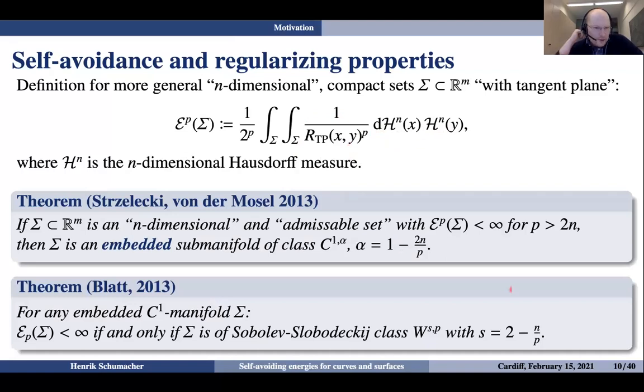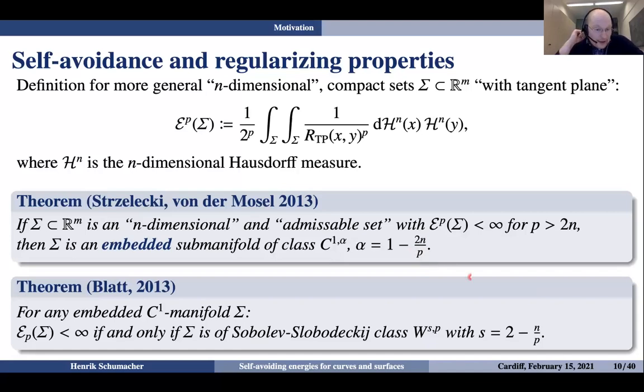And one can show that in a certain class of admissible sets, finite energy really means that the set that we have is actually a C1 embedding, and it's even slightly better, it's even C1 alpha, with the alpha that depends on dimension and the power p that we apply.